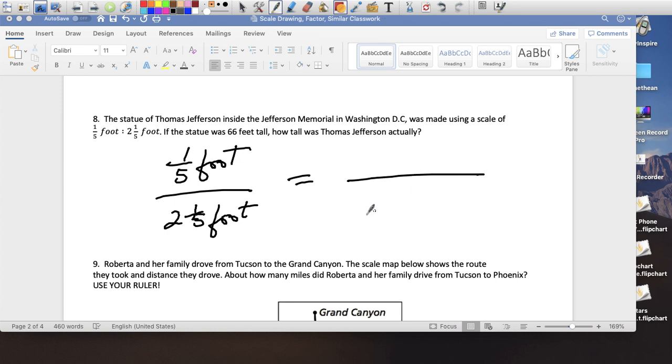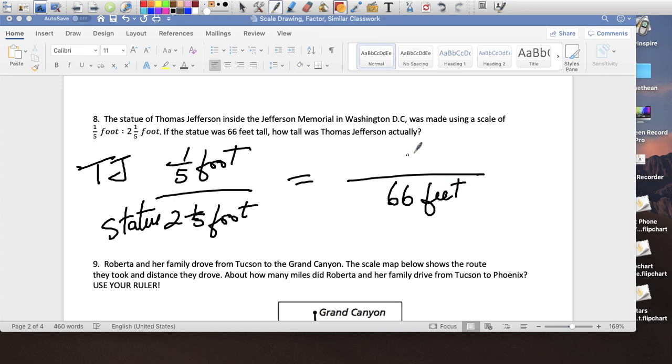So, and if the statue, so this is actually, I'm gonna write TJ, Thomas Jefferson, and this is the actual statue. All right, so if the statue was 66 feet tall, how tall was Mr. our President, Thomas Jefferson? That's my x. So again, you're probably better off, I think. Well, I am better off. And change. I'm going to change this whole thing to 66x, and 1/5 is 0.2, and at the bottom is 2.2. That's what I get.